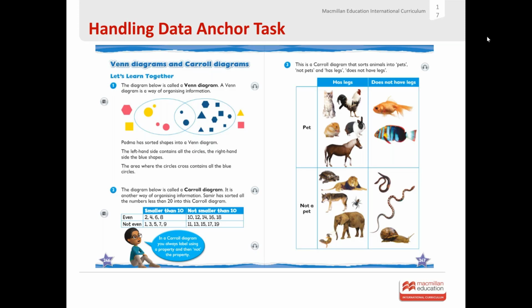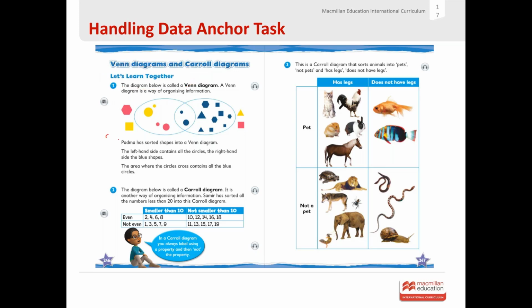Okay, class, we're back. So hopefully you've had a chance to read through that and think about the key aspects of our anchor task. So how do we know it's an anchor task? Well, all of us should know now that this tells us that it's an anchor task. Let's learn together, okay? How am I going to start this off?